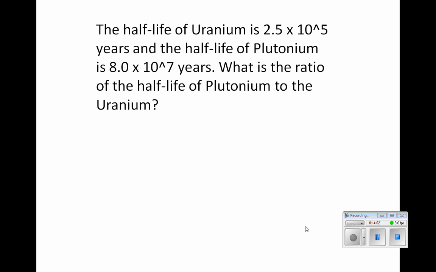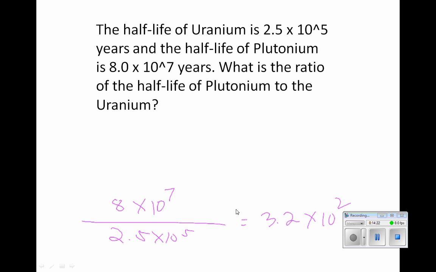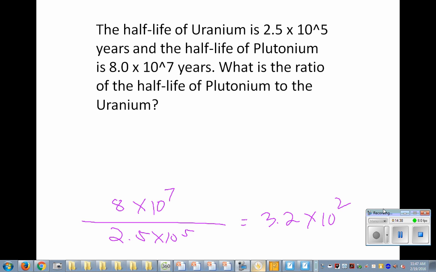Okay, let's discuss this one. What is this thing? All right. So do we need to multiply or divide here? It says here ratio, so we need to divide. Now be careful though. Ratio of the P to the U. So P first, which is this, 8 times 10 raised to 7, divided by the half-life of U, which is 2.5 times 10 raised to 5. Remember, it says ratio of P to the U. So when you divide, you should be able to get this as your final answer.